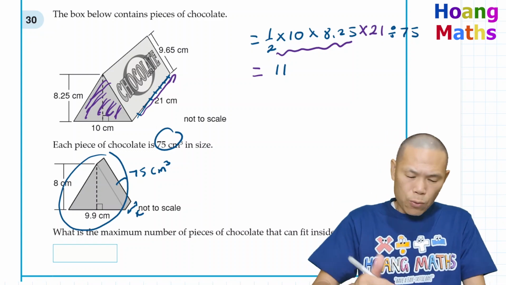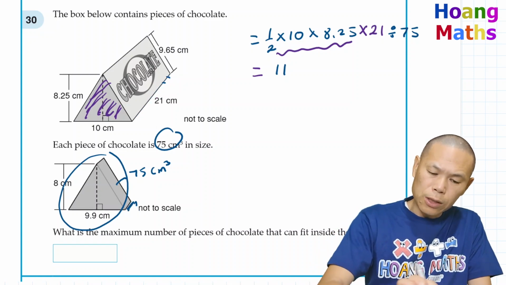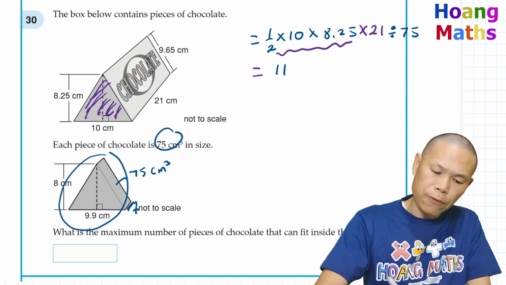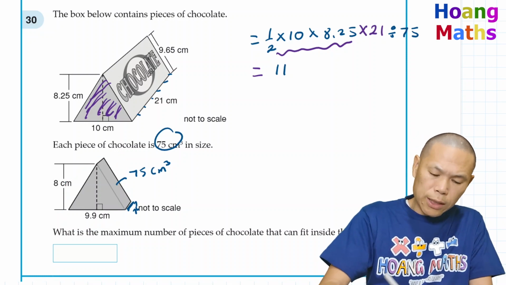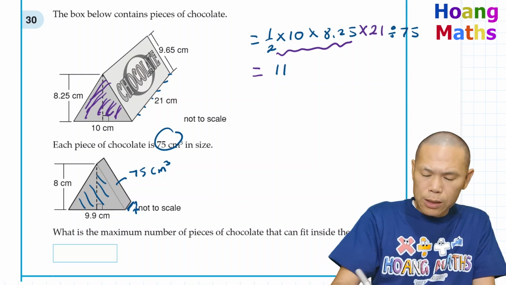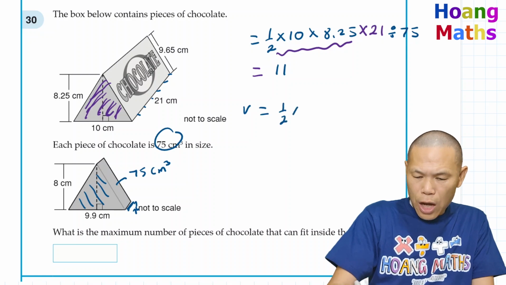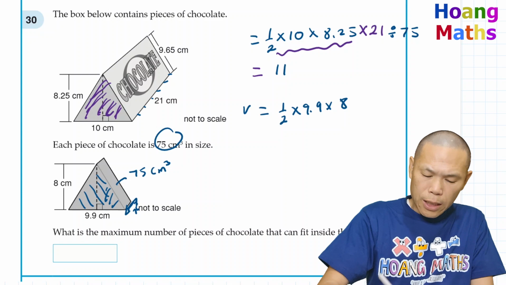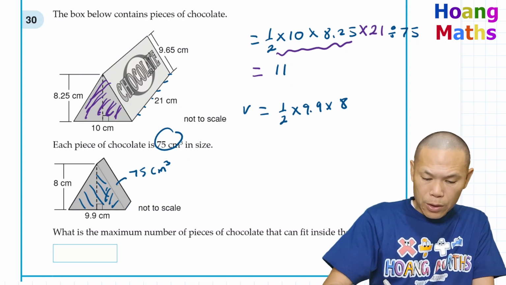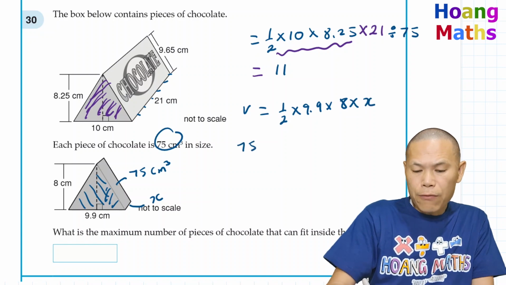Or what we can do is find the value of x in here. So we just need to find this length here and see how many lots of this x fit into this 21 centimeters. So let me work this out first. So the volume is area, which is a half times 9.9 times 8. That is the area. And we need to find the volume of this piece of chocolate. So this one here is x. So we just times by x. And we know the volume is 75 cubic centimeters.